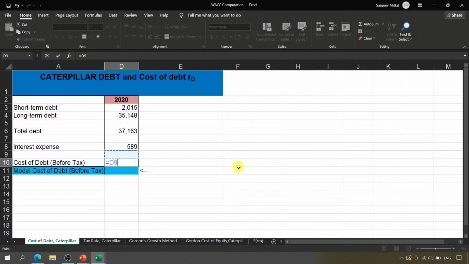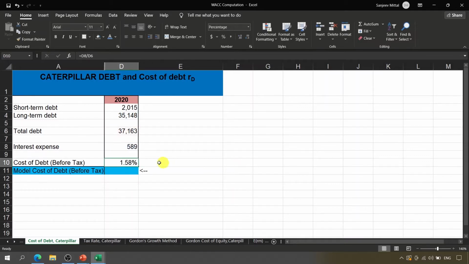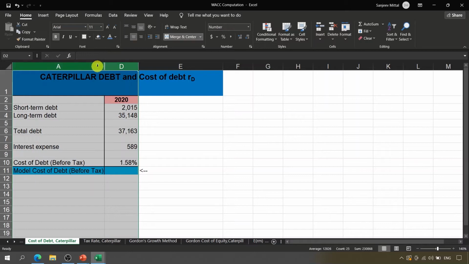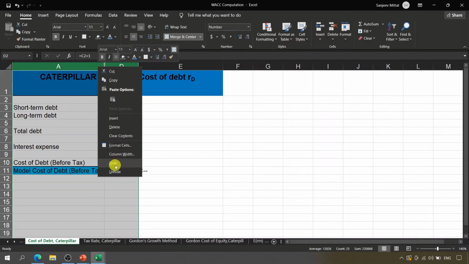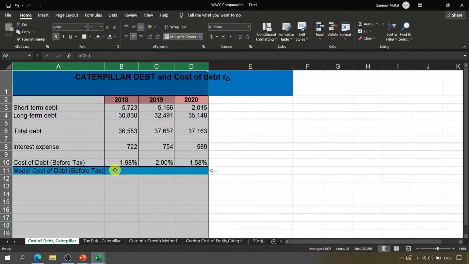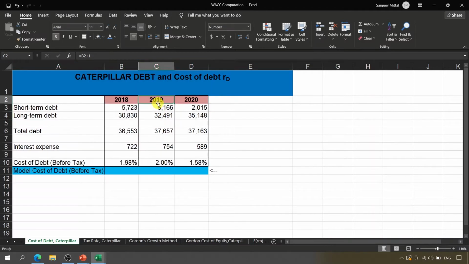So it's simple: you have an interest expense of 589 on an overall debt of 37,163, which gives you the cost of debt, or your average interest expense before tax, as 1.58%. Now, this has been calculated for the year 2020, and once we calculate this for 2020, we can similarly calculate the same thing for all the years, that is 2019 and 2018, for the modeling purpose.